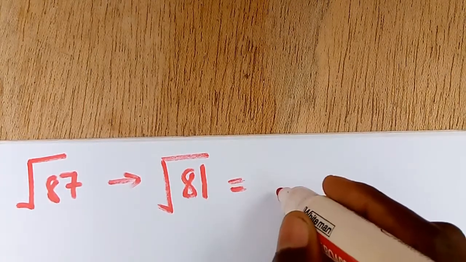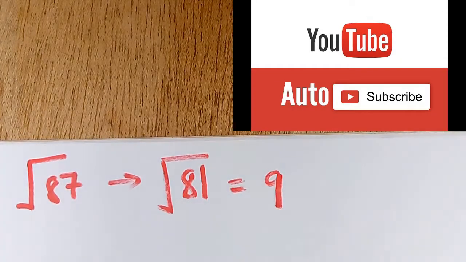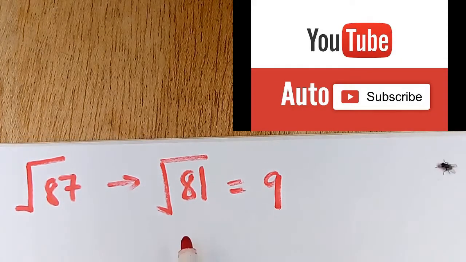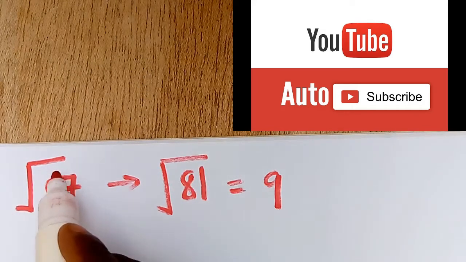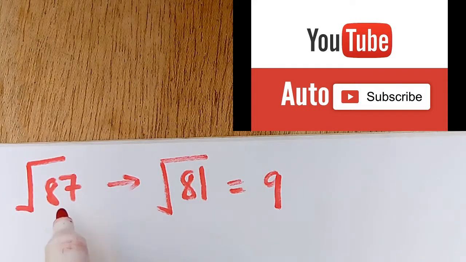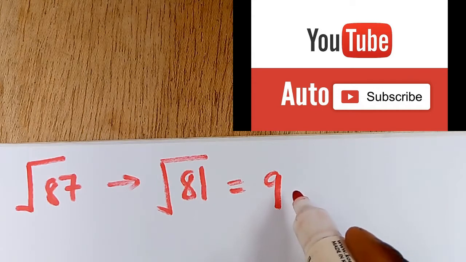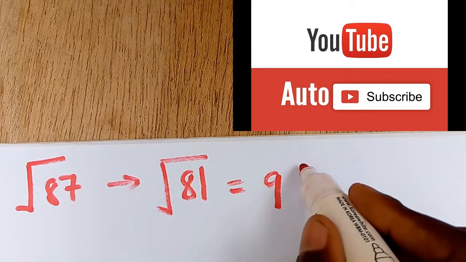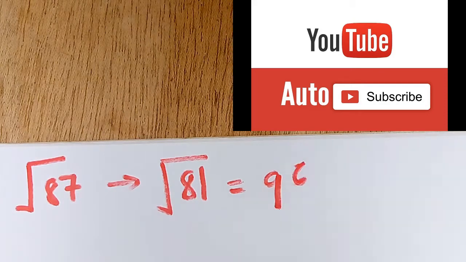So you come and write your 9 here. Very perfect. Now that you've written 9, there is 6 left, because we have the square root of 87, and I wrote the square root of 81, so I left 6. Adding 6 to 81 gives you 87. So the 6 which is left, come and write it here as a fraction, with 6 on top.